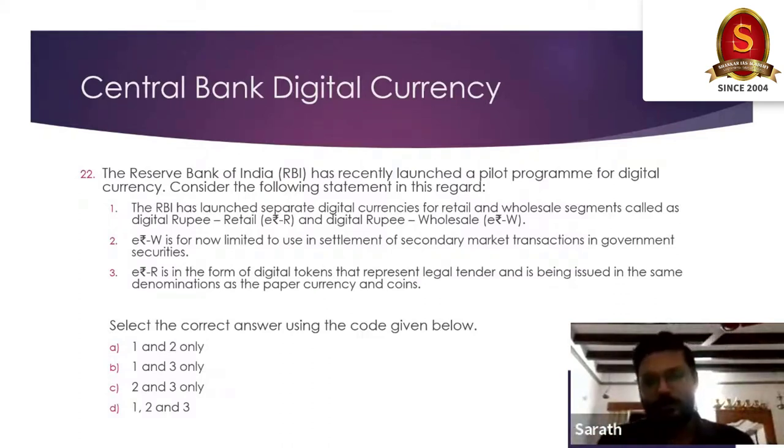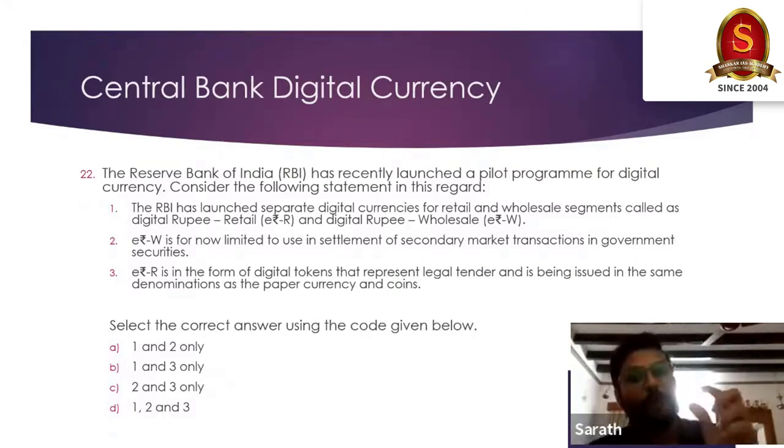Now, this question was meant just to give information. All statements are correct. D is the correct answer. Okay. There is no trickery here, just to give you that information. So wholesale digital rupee, for now, is limited to use in settlement of secondary market transactions in G-Secs. That is the only place where it is used. So RBI looks at it as a mechanism to introduce there. RBI is directly dealing with digital rupee wholesale, where the entire G-Sec transactions are governed by RBI itself. So it becomes easier for them.